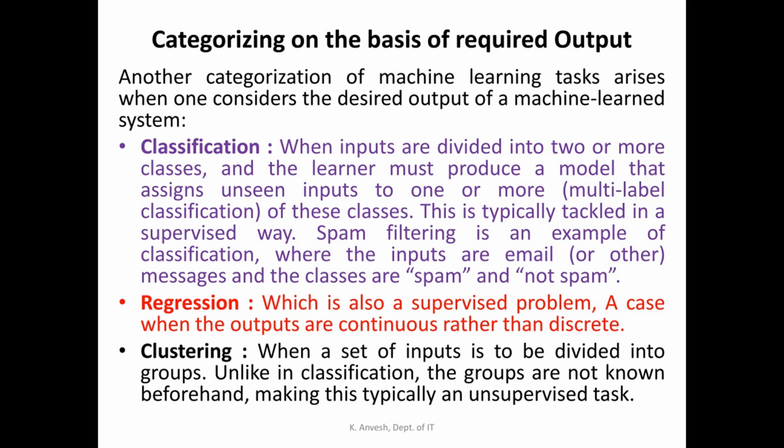Spam filtering is an example of classification, where the inputs are email, or other, messages, and the classes are spam and not spam. Regression, which is also a supervised problem, is a case when the outputs are continuous rather than discrete. Clustering: when a set of inputs is to be divided into groups. Unlike in classification, the groups are not known beforehand, making this typically an unsupervised task.